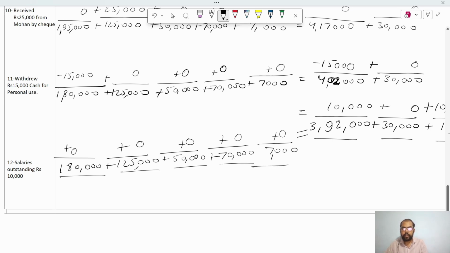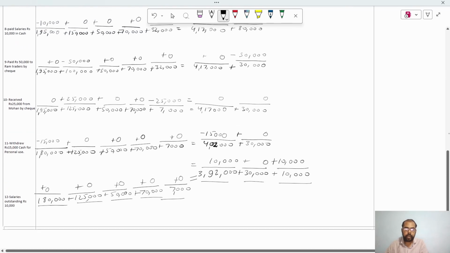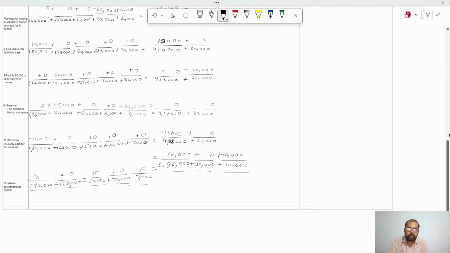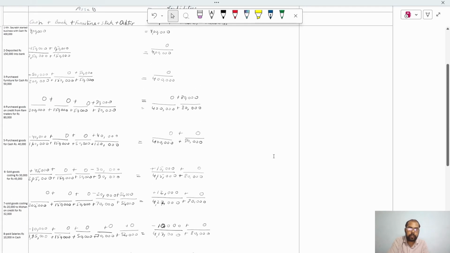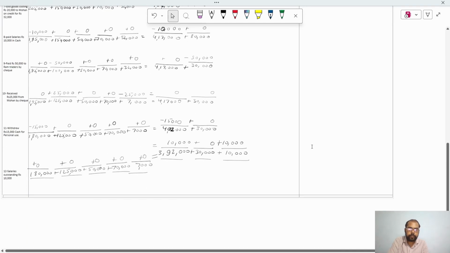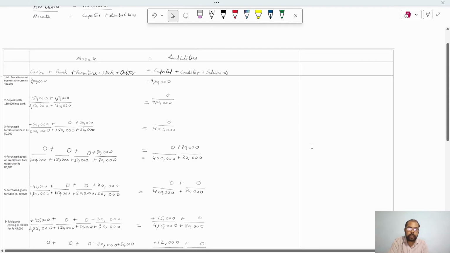Both remain equal. Now, if you will calculate the balance of both the sides, that is assets and liabilities, you will find that they remain equal. So this is it in the session.